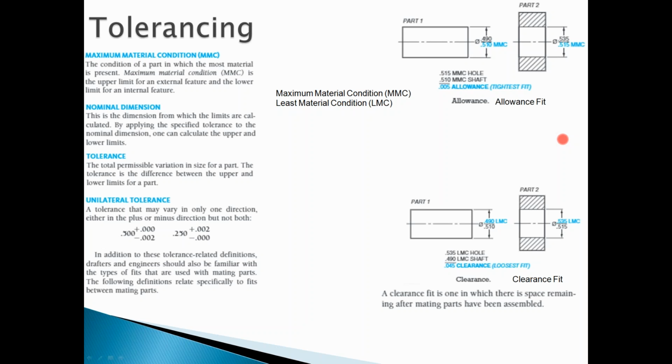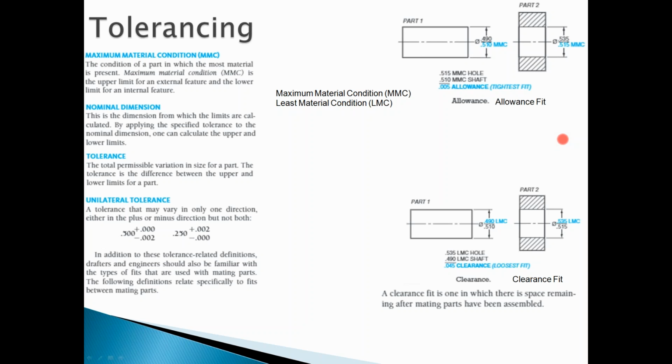Nominal dimension. This is the dimension from which the limits are calculated. By applying the specific tolerance to the nominal dimension, one can calculate the upper and lower limits. Tolerance, the total permissible variation in size for a part. The tolerance is the difference between the upper and lower limit for a part.